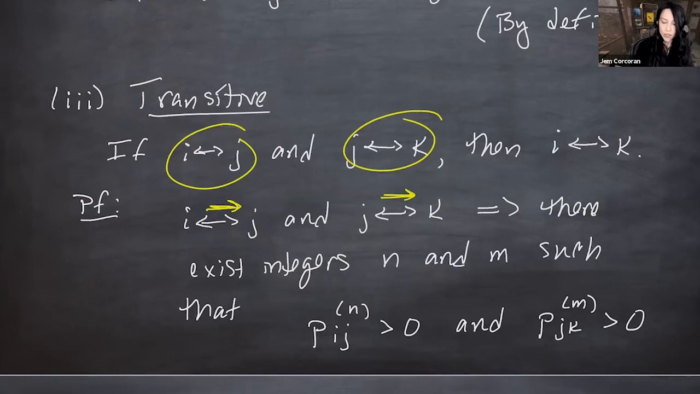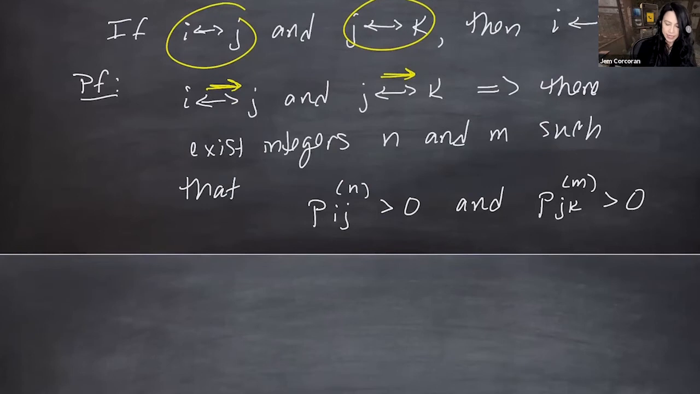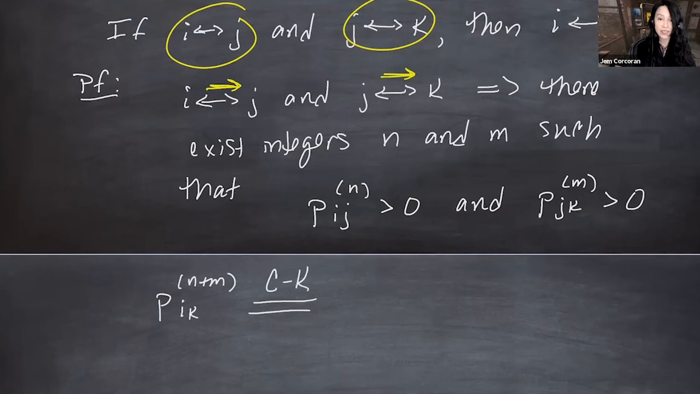Right, so we need to show that there is some integer that we can put up in this exponent where we can go from I to K in some number of steps with positive probability. So I'm going to consider the probability of going from I to K in n plus m steps. And I'm going to use the Chapman-Kolmogorov equation. So this is going to be the sum over some intermediate state. I'm going to call it L.